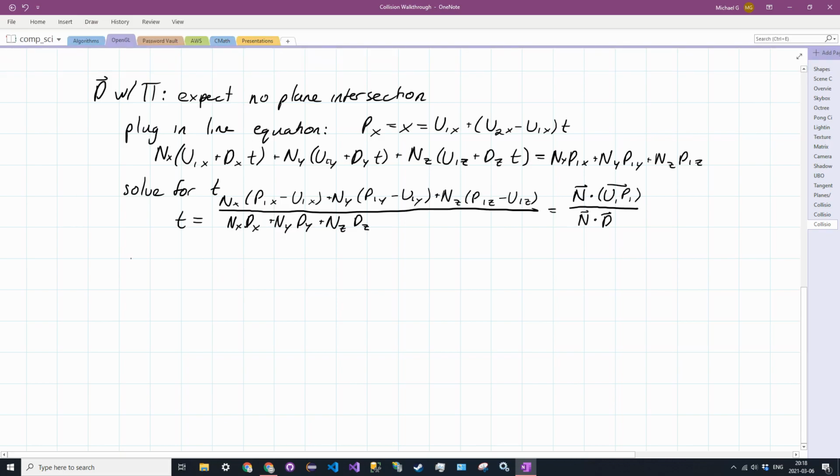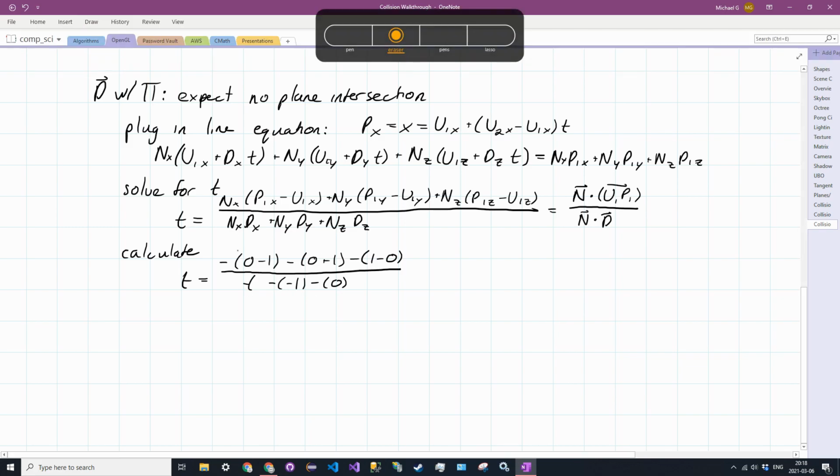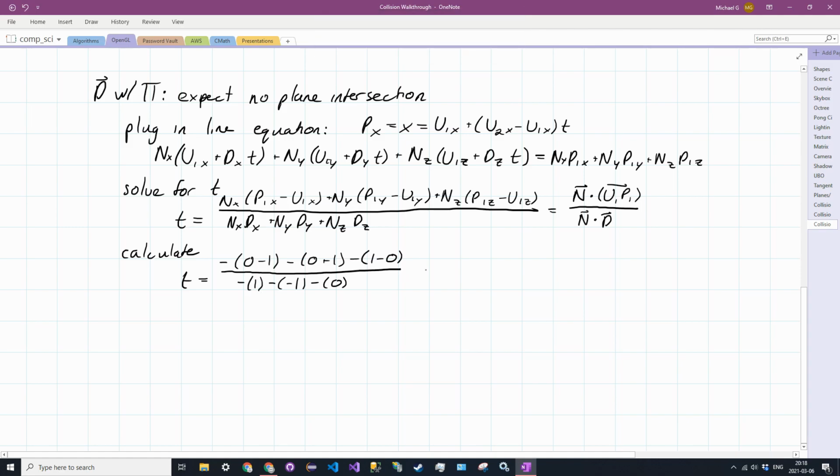So now if we look at our values, so calculations here, we see that t is equal to negative (0 minus 1) minus (0) plus (1 minus 1) minus 0, all over minus 1 minus 1 minus 0. And these are values that I got just from looking at the equations, what values they wanted, and then I used the values from our givens and the normal vector as well. And this is going to give us a negative 1 over 0.